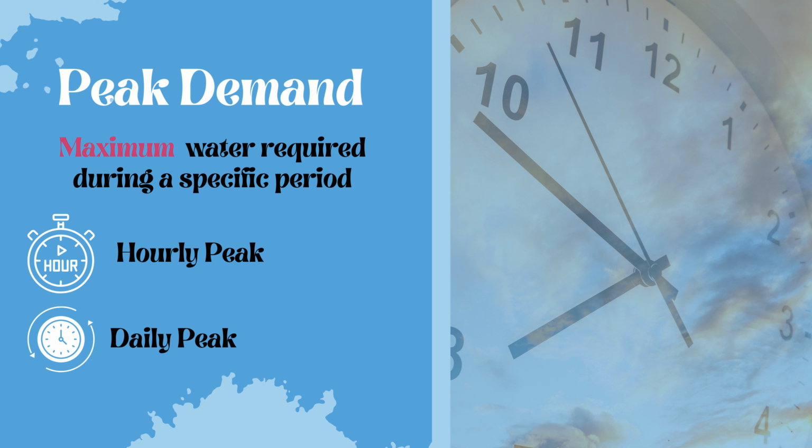So peak hourly demand is the highest water use within a single hour. Think of 7 a.m. when everyone is taking showers and making coffee. And peak daily demand is the highest water use within a 24 hour period. Saturday might be peak daily demand because more people are at home using water throughout the day. So why does peak demand matter? When designing a water treatment plant, we need to consider both peak hour and peak day demand.